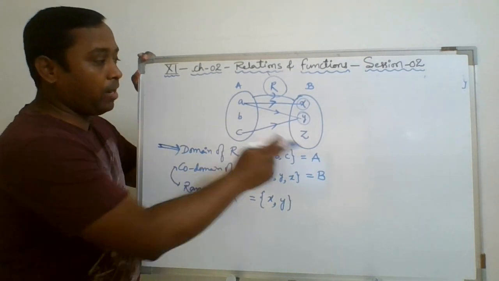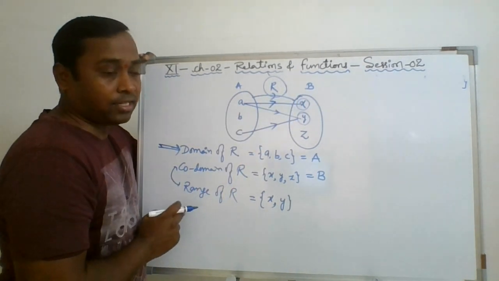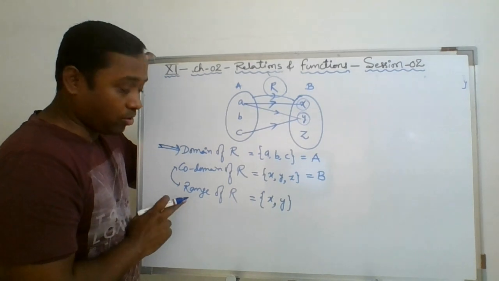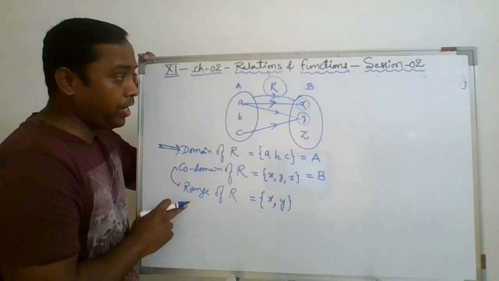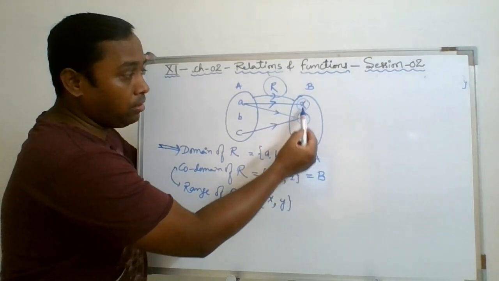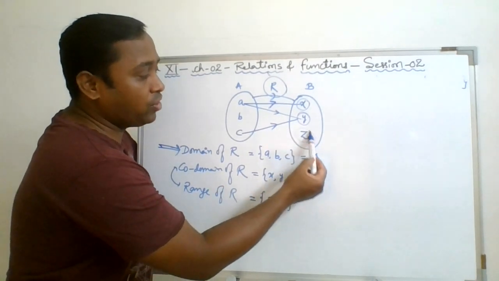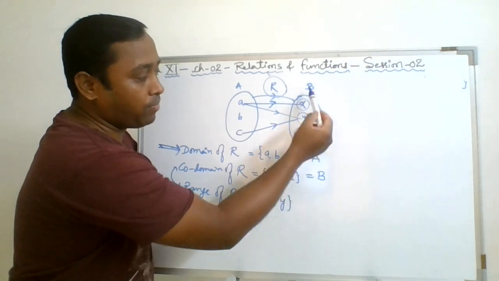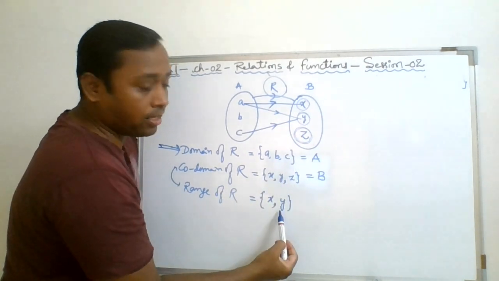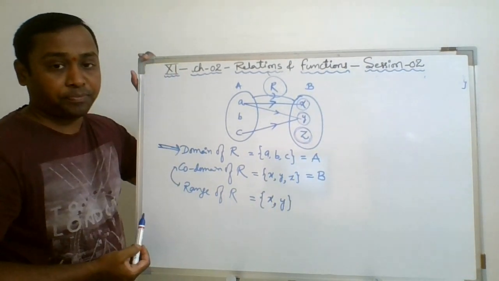Okay, codomain means the second set of elements, set B elements, but in range, only those elements will be counted which are bound or connected within the relation. But the element which is completely free from the first set will not be counted in the range.